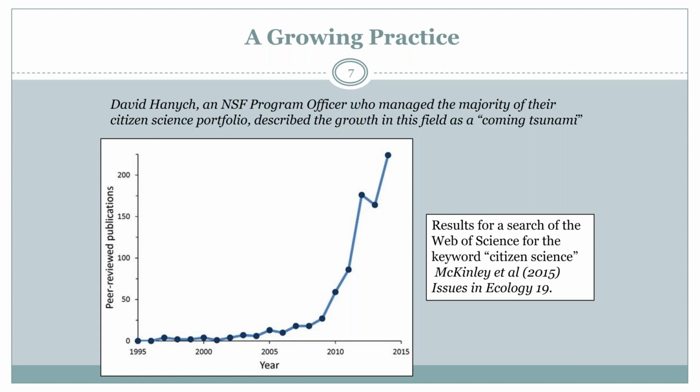This plot is scientific publications from the Web of Science that use the keyword citizen science from 1995 to 2015. And you see this rapid period of growth about 10 years ago. And this period of growth and this extreme growth is still continuing in metrics we're tracking today. So this field is growing rapidly, which is why we're really working to highlight it here within our agency as an option to engage people.